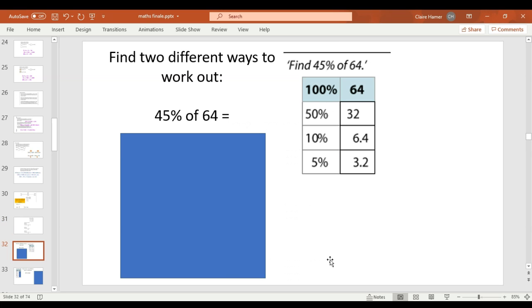Right. On screen, you can see the ratio table has been completed. So we're talking about the number 64 this time. I would like you to write down 2 different ways to work out the answer to 45% of 64. So remember, both of your answers should be the same. So if you get different answers, you're going to need to check them to work out where you've gone wrong. So 2 different ways to get to the answer, please. Pause the video and have a go.